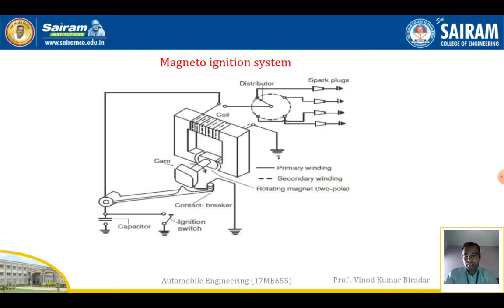This is the complete working diagram of the magneto ignition system. Just observe the battery ignition system circuit diagram and the magneto ignition circuit diagram. In place of the battery, the magneto is fixed here. That is the only difference. Here the capacitor will be there. The main parts are the magnet, which is connected to the cam. The straight line indicates the primary winding coil, and the dotted line indicates the secondary winding coil. The parts are the rotating armature, two pole, spark plug, distributor, cam, capacitor, ignition switch, and contact breaker.